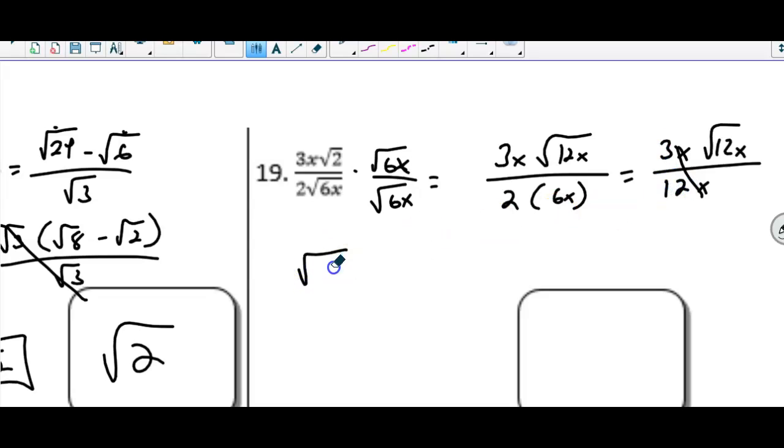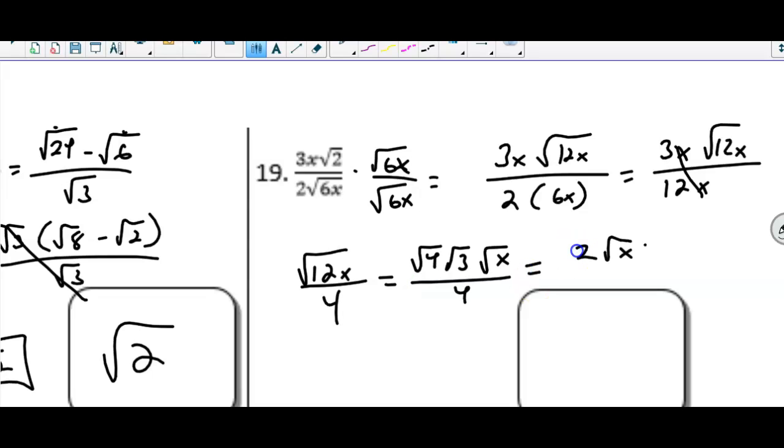So square root of 12x all over 4, which reduces to square root of 4, square root of 3, square root of x all over 4. Square root of 4 is 2. Let's just write it as 2 square root of 3x all over 4, which reduces to 1/2. So square root of 3x all over 2. Right there.